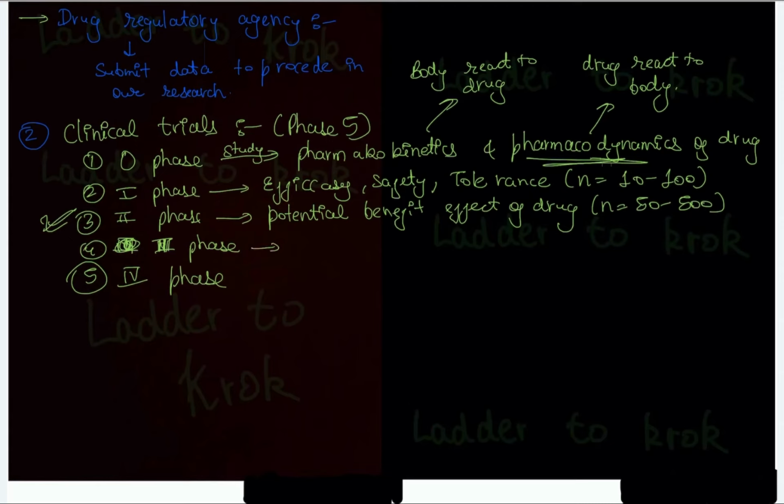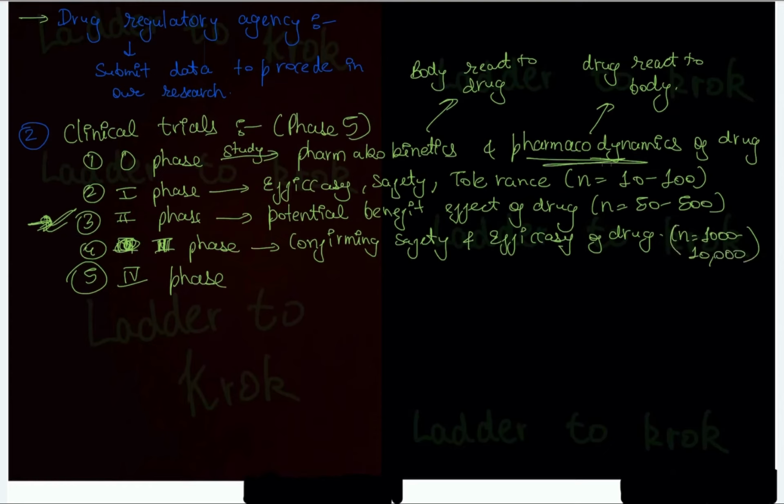And if someone asks when the efficacy will be found, to be very precise, the efficacy will be found out in this second phase, like in detail everything about efficacy. Okay, now in this third phase we are confirming safety and efficacy of drug. Okay, and in this third phase we usually take a lot of people, like 1000 to 10,000 people.